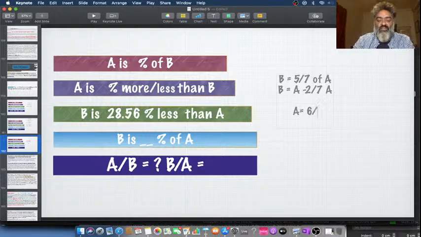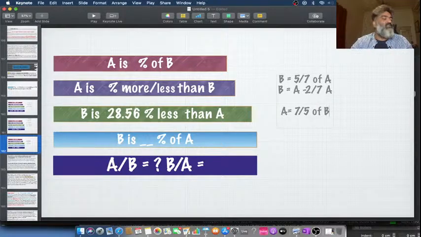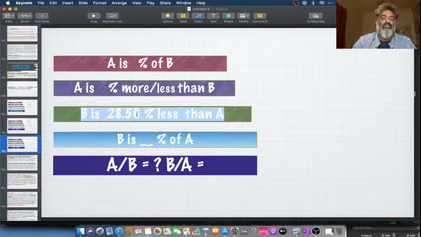A is equal to 7 by 5 of B. 1 by 5 is 20%, so 7 by 5 will become 140%. And if you know A is 140% of B, then you can say A is 40% more than B, and hopefully the ratio information is also always very clear. Yeah. So for our change now, I hope everybody is okay with this.